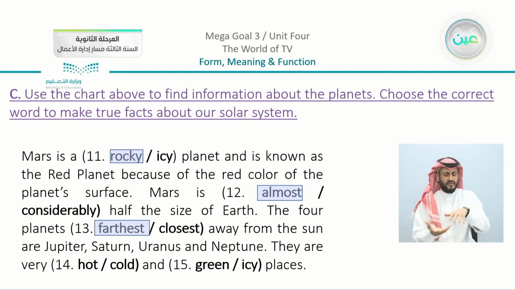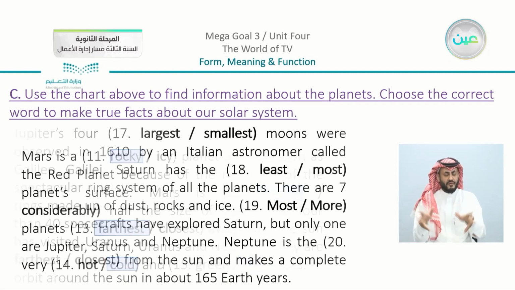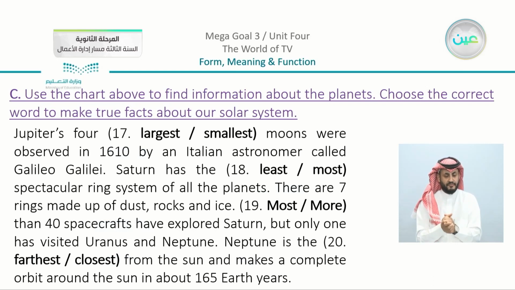farthest away from the sun are Jupiter, Saturn, Uranus, and Neptune. They are very cold, and what did we say in the book? They are also icy. So we have here, these are the adjectives mentioned. Completing also in the book, we have here Jupiter's 4 largest or smallest moons. Of course, we have here largest. Were observed in 1610 by an Italian astronomer called Galileo.